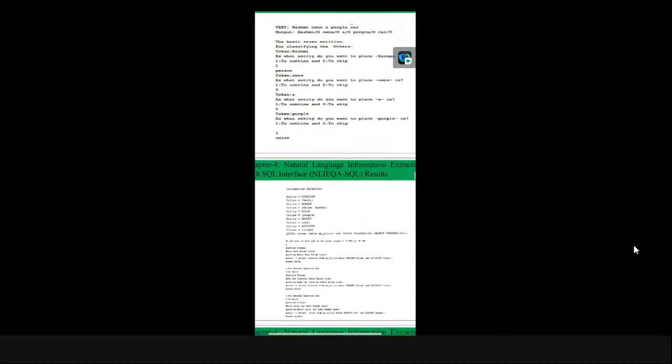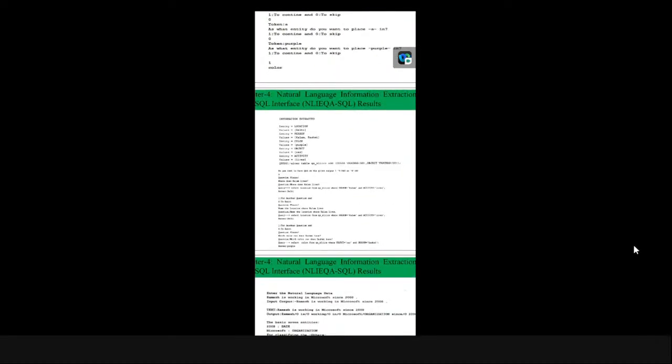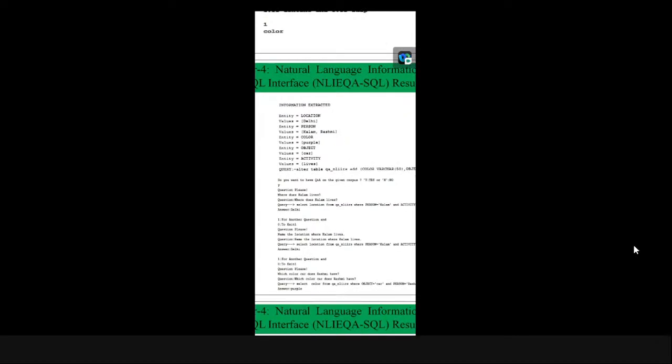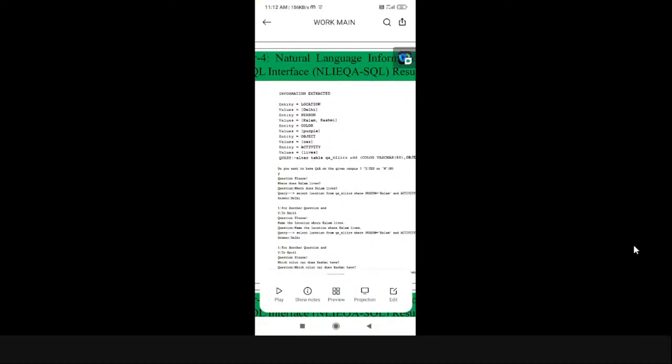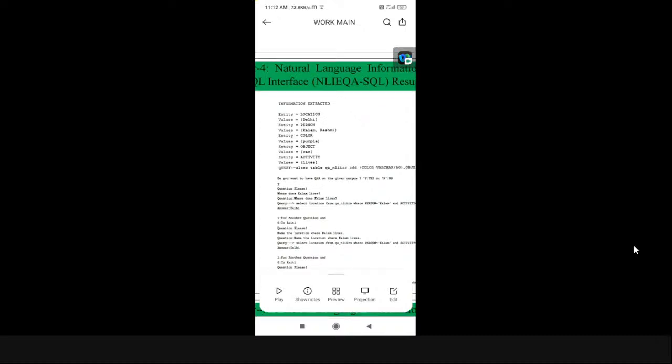Now the total extracted information after this step is in front of you. Now you can see the entity is location and the value is Delhi. Entity is person. Value is Kalam. And in the CSV format, you'll be getting what? The Kalam as well as Rashmi is out here. The next one is entity color. And what is the value for the entity color? Now it is purple.